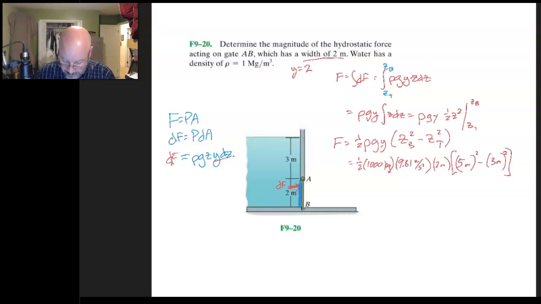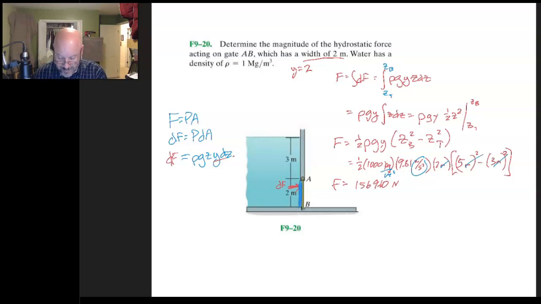Run the numbers through my calculator, and what I get is 156,960. That is newtons, because we have kilogram meters per second squared. Actually, that's kilogram per meter cubed, and so I'm going to lose meter, meter squared, meter squared.